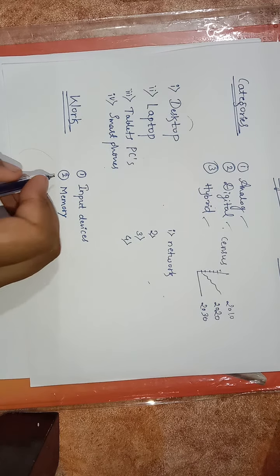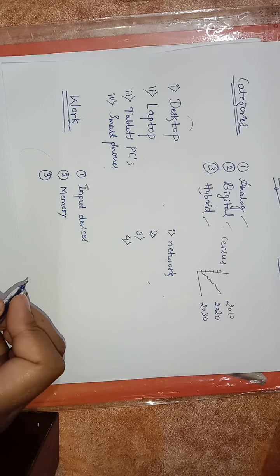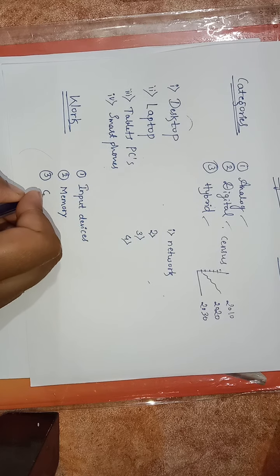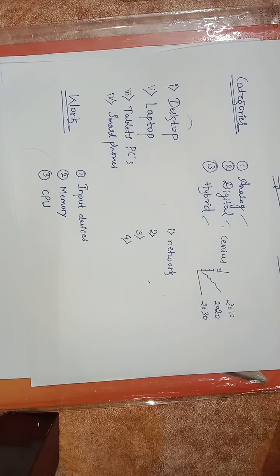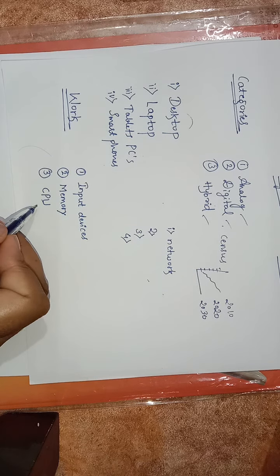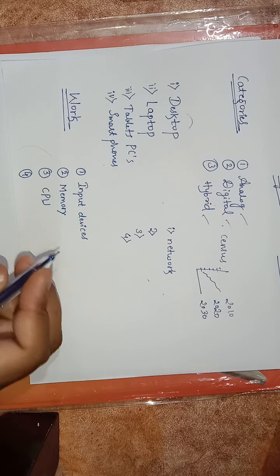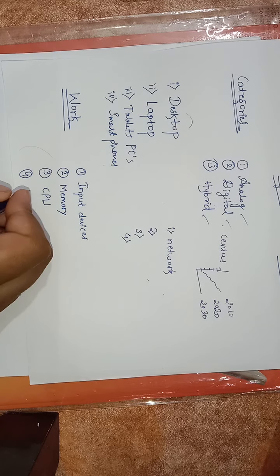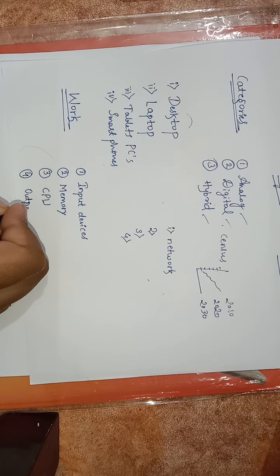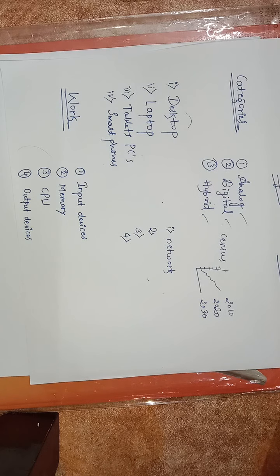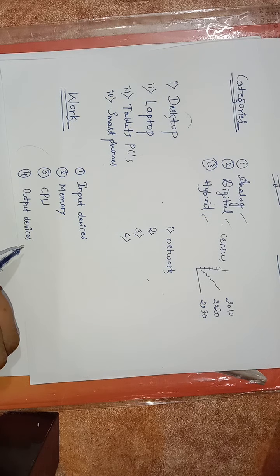The third thing it does is process the data. There is one processing unit, which is called the central processing unit. It will process the data, and after that it will display the processed data through the output devices. Output devices means the monitor, the printer, the scanner. Understood? So in these four steps only the computer works.